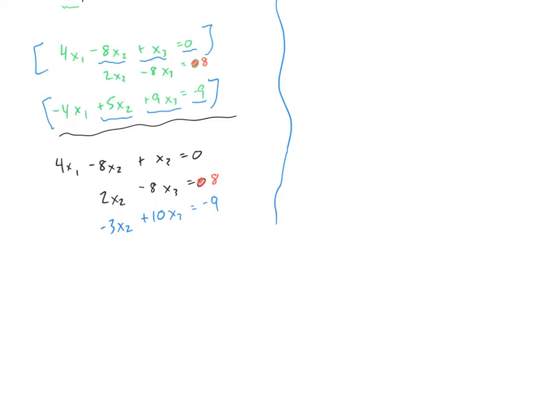All right. So what I want to do next is rewrite that in matrix form. So I didn't change the first row. 4, -8, 1, 0. Didn't change the second row. 0, 2, -8, 8. But the bottom row now says 0, -3, 10, and -9. Cool. So we changed that bottom row. We have an extra 0 in our matrix.